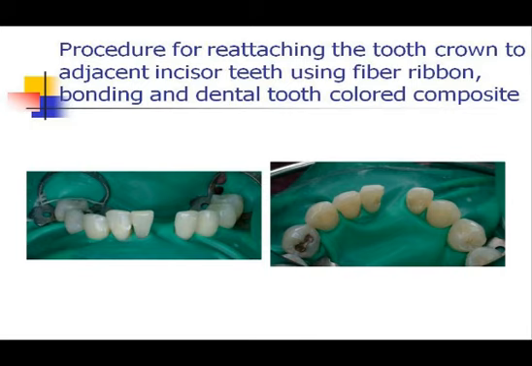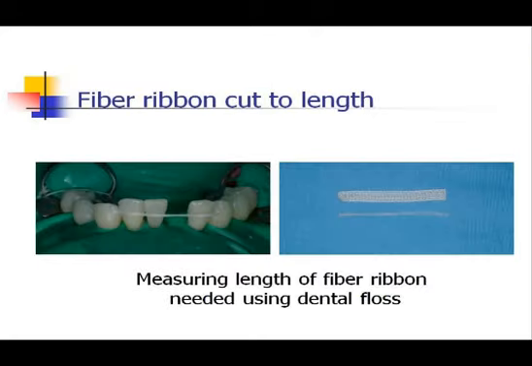I'm going to create 2 class 3 preparations adjacent to the pontic so that the channel that I've created, the groove on the lingual of the natural tooth pontic, will match up with the class 3 preparations. I'm going to reattach this tooth crown to the adjacent incisor teeth using a fiber ribbon bonding technique using dental colored tooth adhesive composite. I'm cutting the fiber ribbon to length.